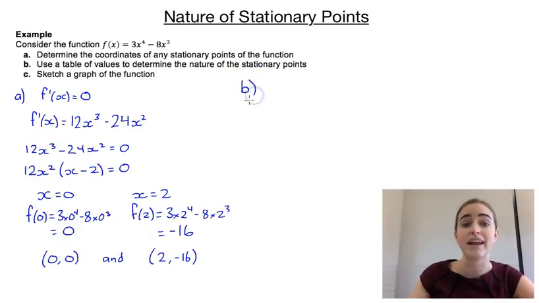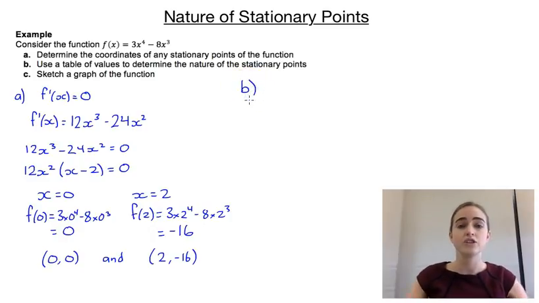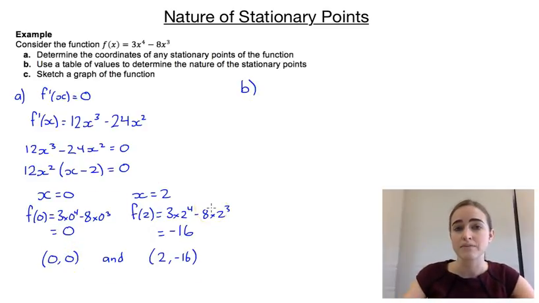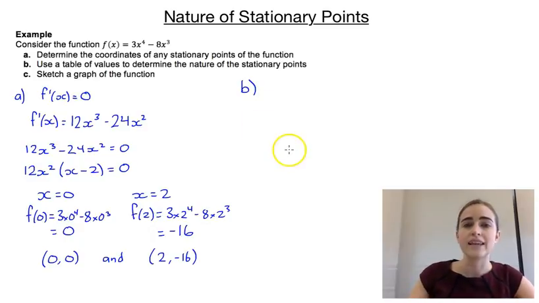Part B, we're needing to find or determine the nature of these stationary points. So we need to figure out whether at these points it's a minimum, a maximum, or a point of inflection. The way we're going to do that is to test whether it's an increasing or decreasing function on either side of those points. So we're going to draw up a table of values.